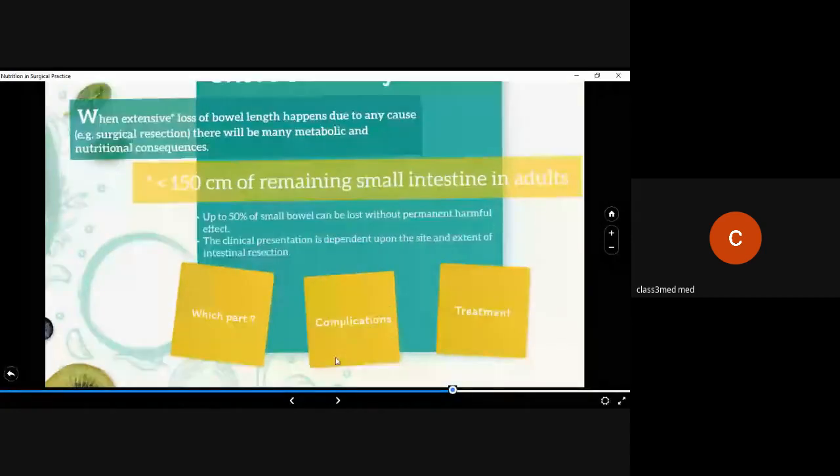Now, which part? We have the ileum. It is very critical for fluid and electrolyte conservation and the only site for B12 and bile salt absorption. So if the patient has lost his or her ileum, it will permanently result in vitamin B12 deficiency and bile salt malabsorption. So even if the remaining bowel is intact and more than 1.5 meters, it does have this metabolic effect.